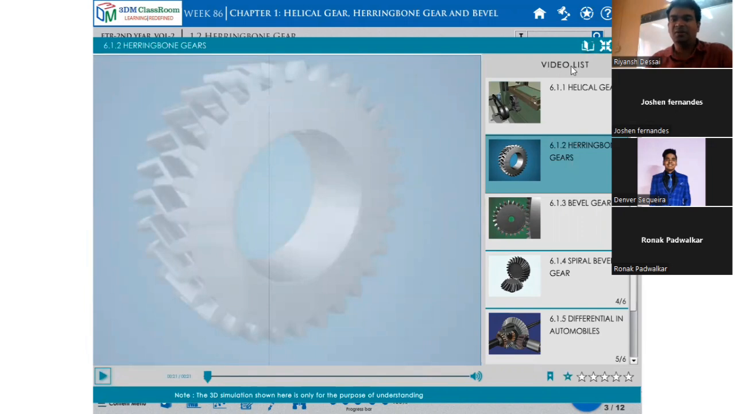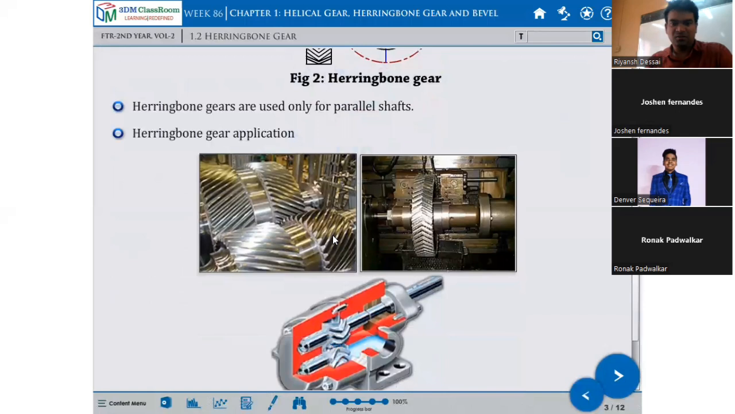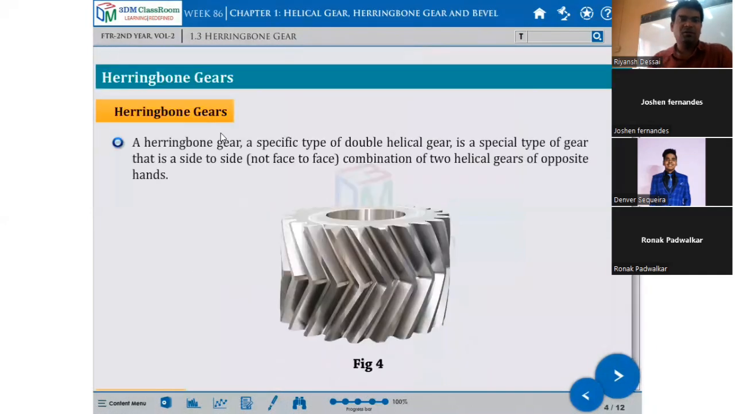Okay, it's a complicated type actually. Then, how does it look actually? This one is correct. Then herringbone gears. The first one is a herringbone gear. That is a herringbone gear.